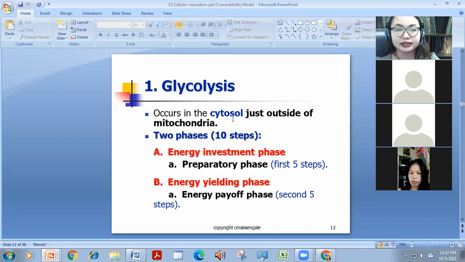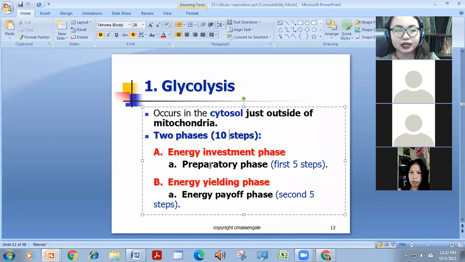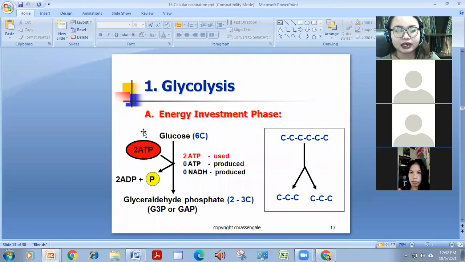So let's talk about the first one, which is glycolysis. This occurs in the cytosol, outside the mitochondria, and this involves 10 steps. First is the preparatory phase, which is the first 5 steps, the energy investment phase, and the second one is the energy yielding phase, or the energy payoff phase, which has 5 steps.